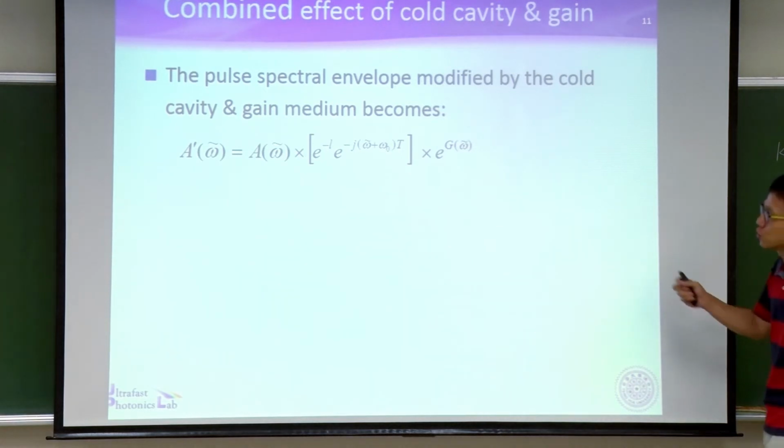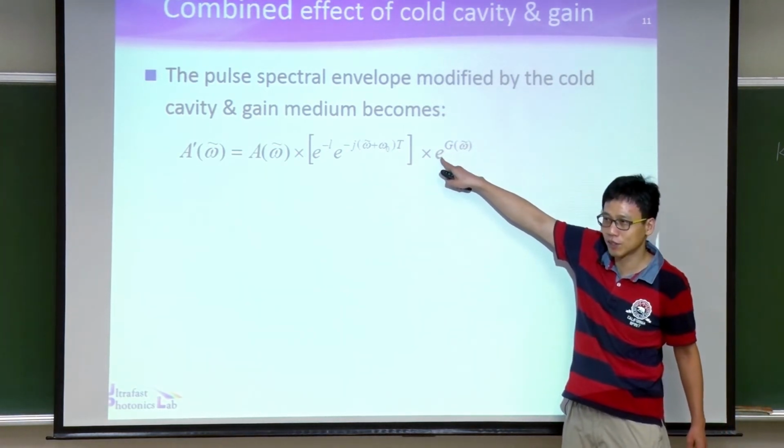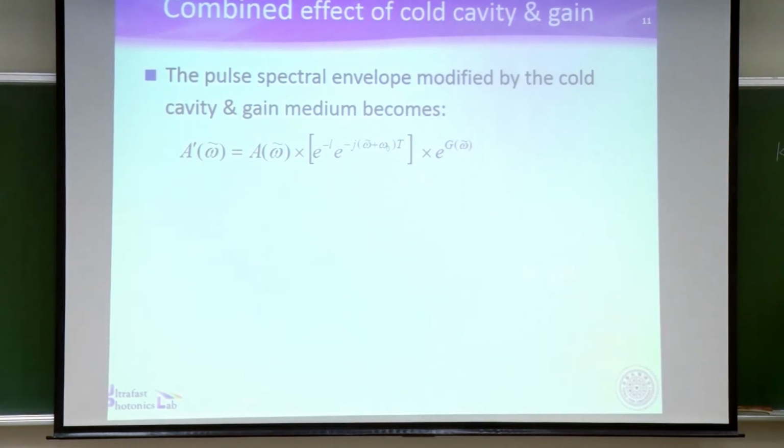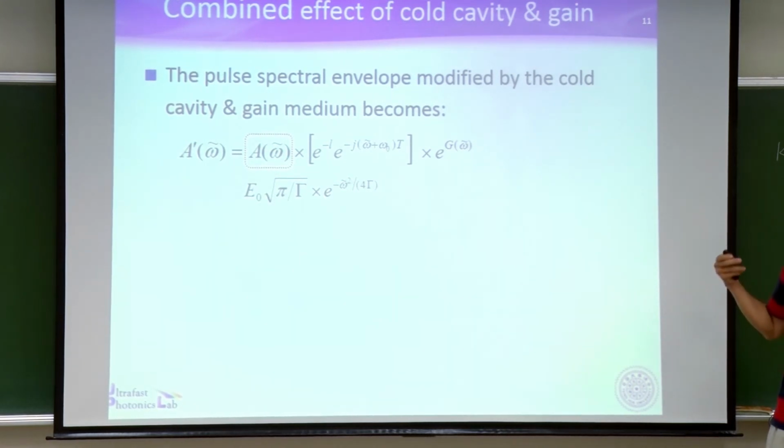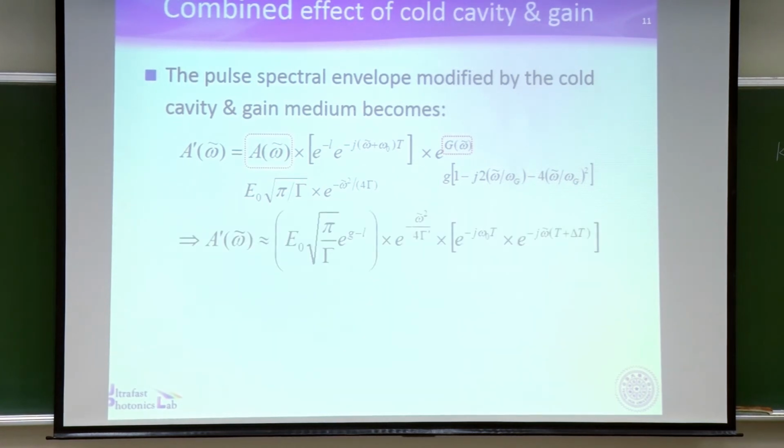Okay, it's in the exponent, not directly multiplied by G, but multiplied by the exponential of G. And we have already known the input spectrum. It's the frequency domain representation of the Gaussian pulse shown here. And we have already approximated big G by the second order Taylor series, right? And you can have the output. Okay.